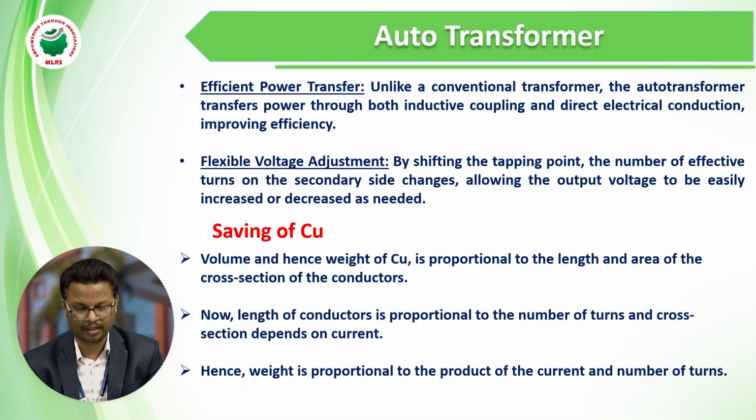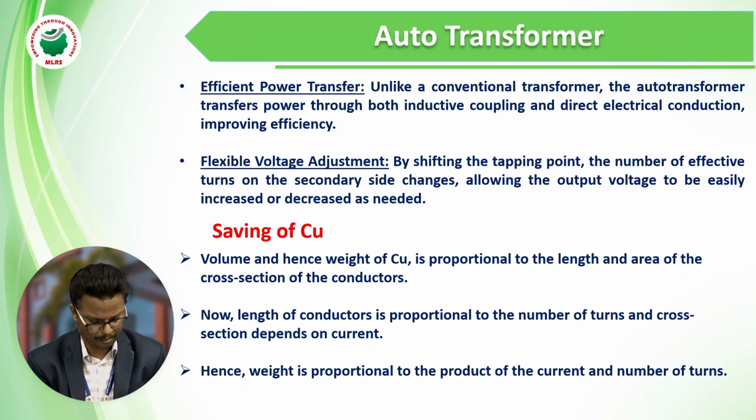And here the most important thing is the difference between the auto transformer and the two winding transformer. The most important point is saving of copper. In a two winding transformer, it requires more copper to do the operation. For that same operation, the auto transformer will take less copper. So now we will see how much copper is going to be saved. Here we have a small derivation, we will see it.